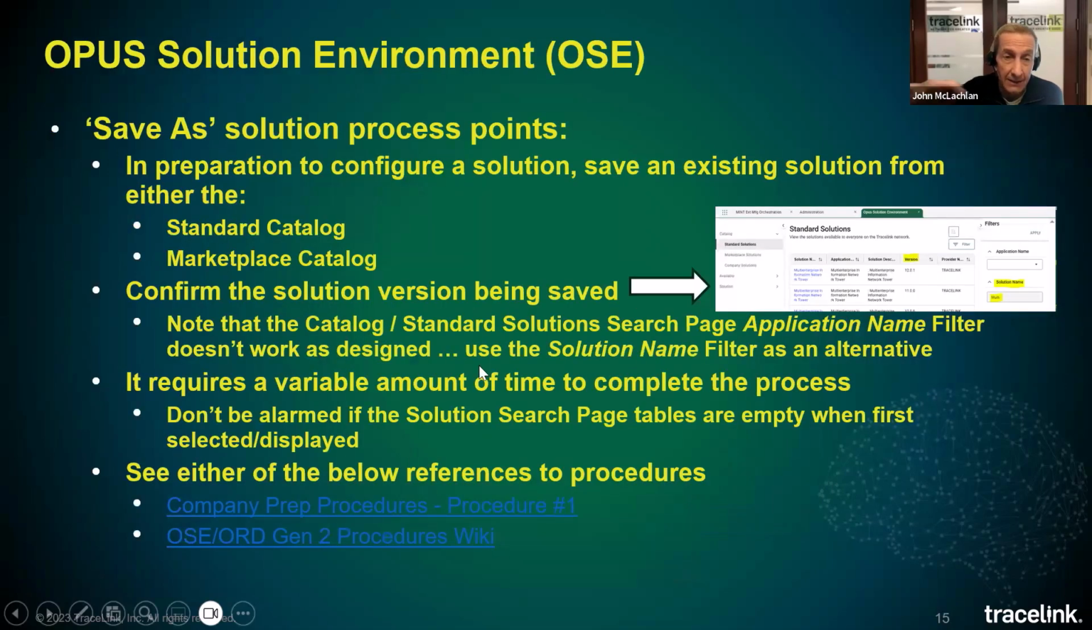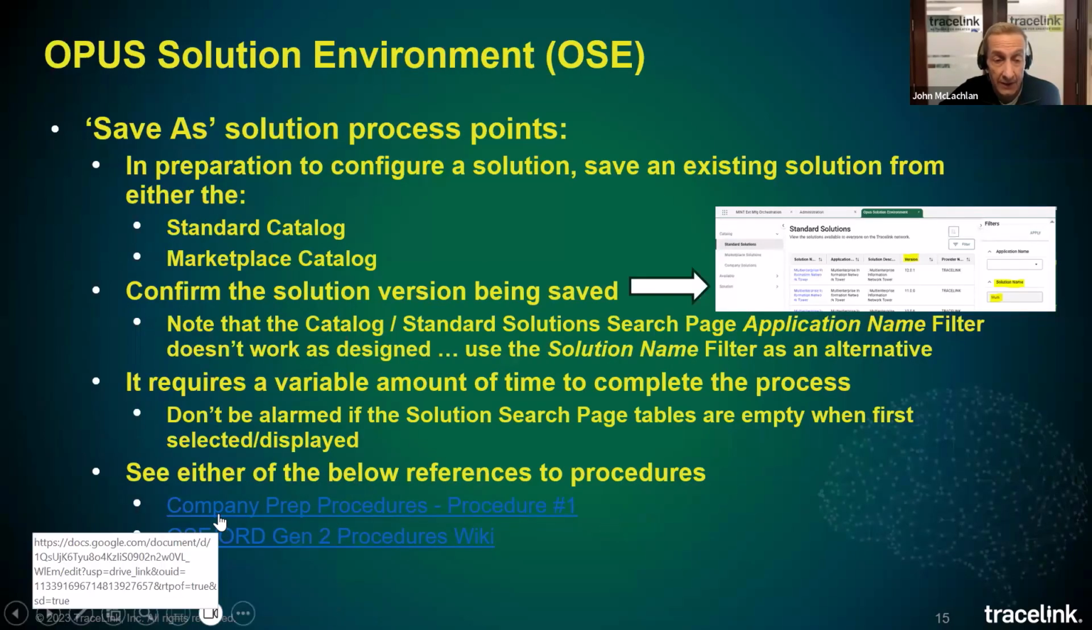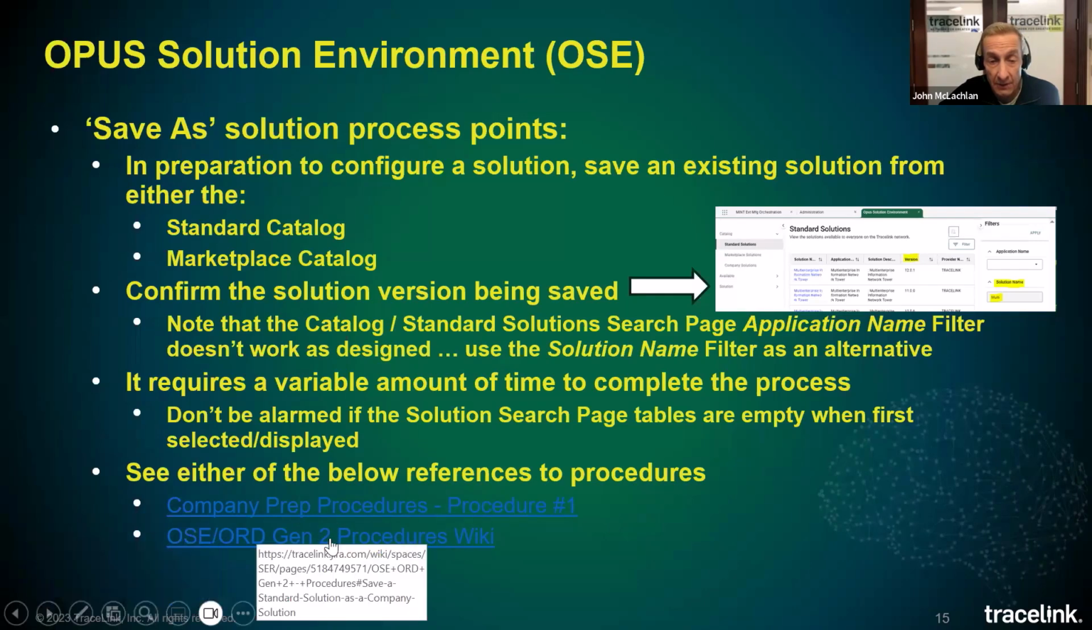Again, we won't get into a lot of detail here. This is just the slide as far as the save as process. So this is kind of how we save a solution down from a catalog as a company solution. And again, going forward, we've got a couple of links here that basically go to a page with procedures, and there's a procedure here with the Gen 2 procedures wiki that outlines each step and has a screen capture to walk you through that.